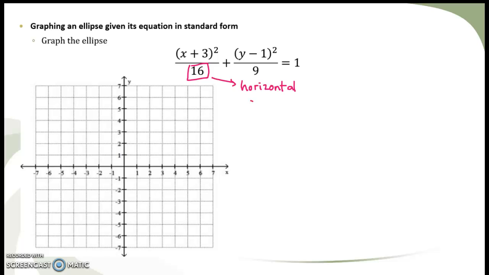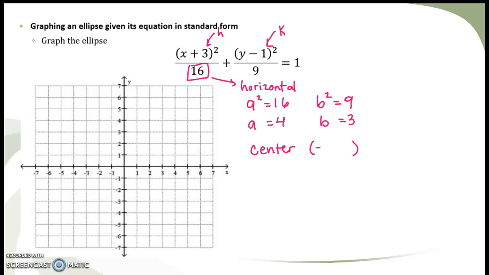Now, this also means that a squared equals 16 and b squared equals 9, which means a equals 4 and b equals 3. This also gives us our center. Our center is at (h, k). h is always with the x and k is always with the y. But we have to have x minus h, and here we have x plus 3, so that means that h is negative 3 and k is a positive 1. Now we have our center. Our center is at negative 3 and a positive 1.